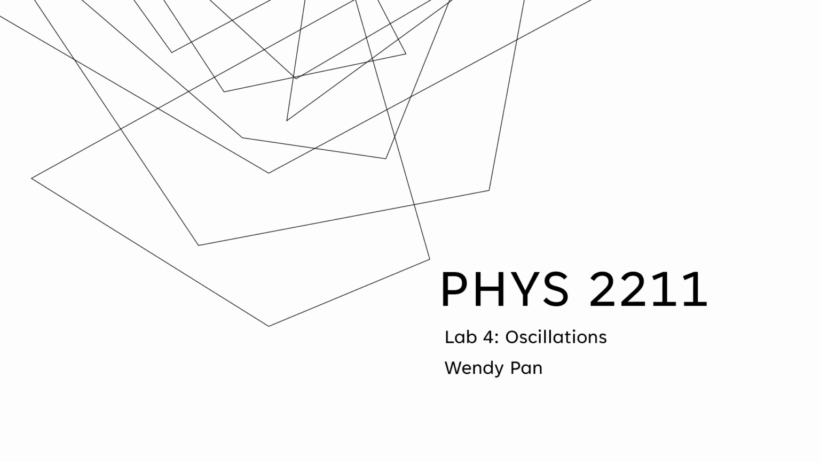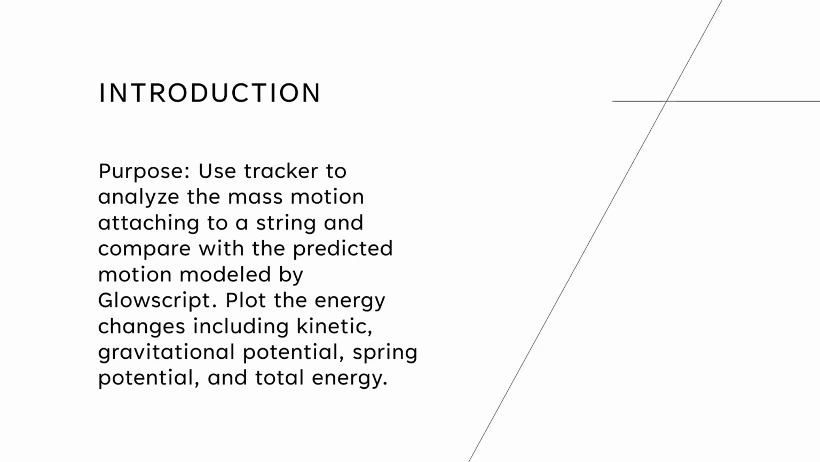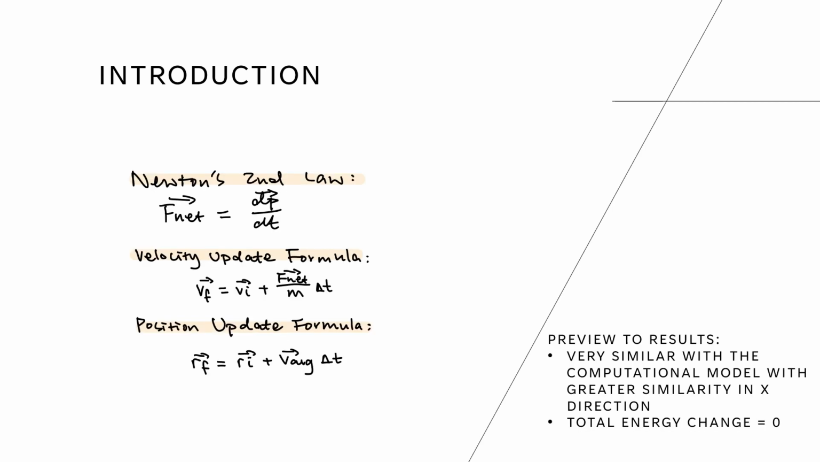Hi, this is Winnie Penn presenting the fourth lab report of Physics 2211 about oscillations. For this lab, the purpose is to use Tracker to analyze the motion of a mass attached to a string, compare it with the predicted motion modeled by GlowScript, and plot the energy changes including kinetic, gravitational potential, spring potential, and total energy.